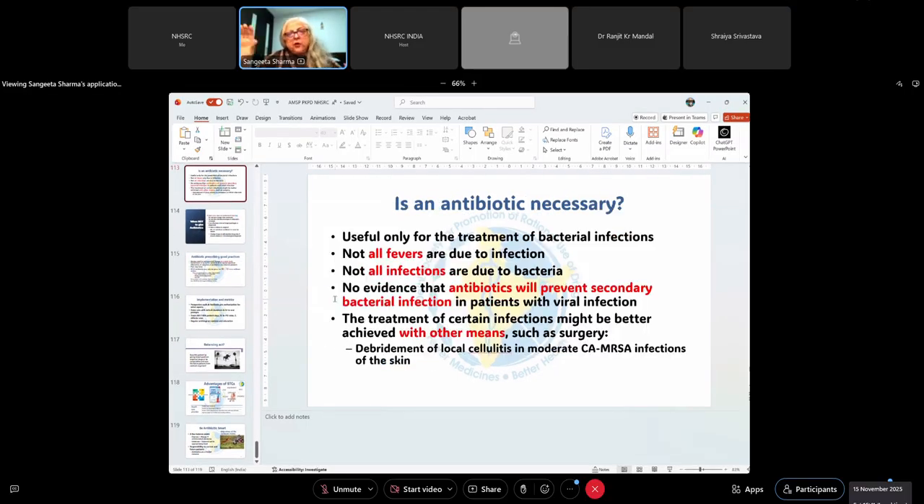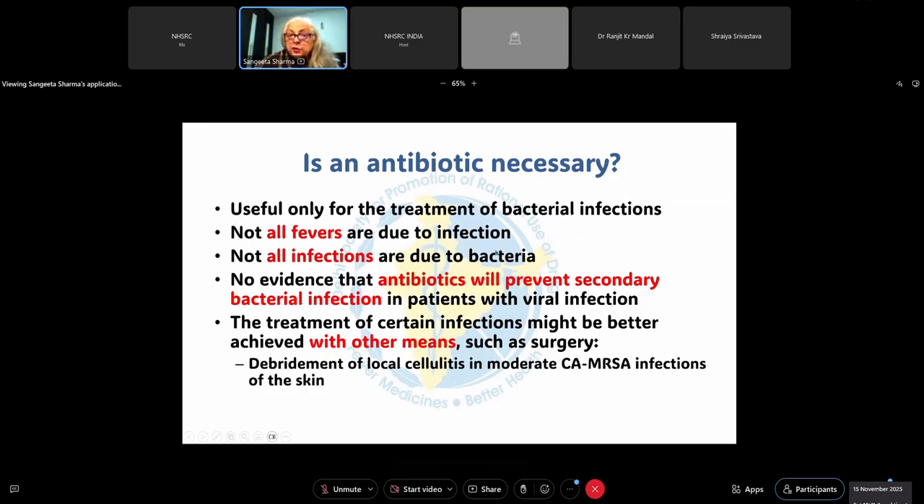my take home message is, must think beyond, before you prescribe. Only antibiotics work against the bacterial infections. Not all fevers are due to infection. This rise in body temperature could be because of other reasons, and not all infections are due to bacteria. So don't try to treat viral infections with antibiotics.